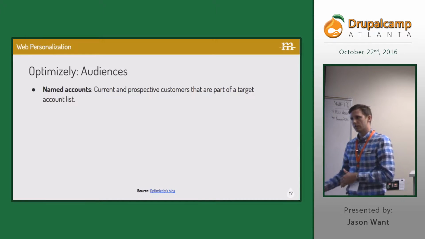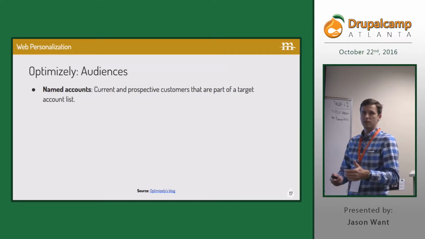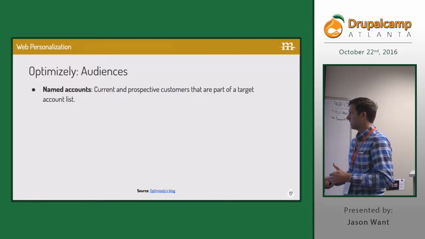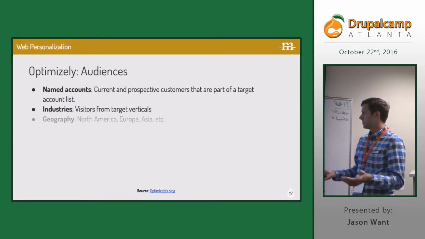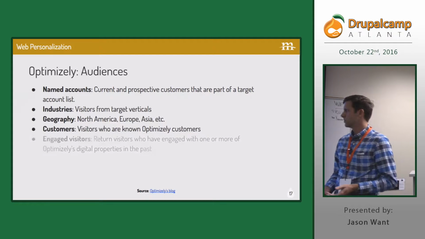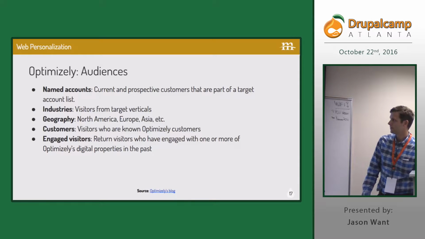And that's when they started working with Demandbase, so they can figure out the named accounts when they come to their site. Xerox, Adidas, and Target, Microsoft. And then they're talking about industries or verticals, geography, customers, and then engaged visitors, people who are there for longer periods of time.